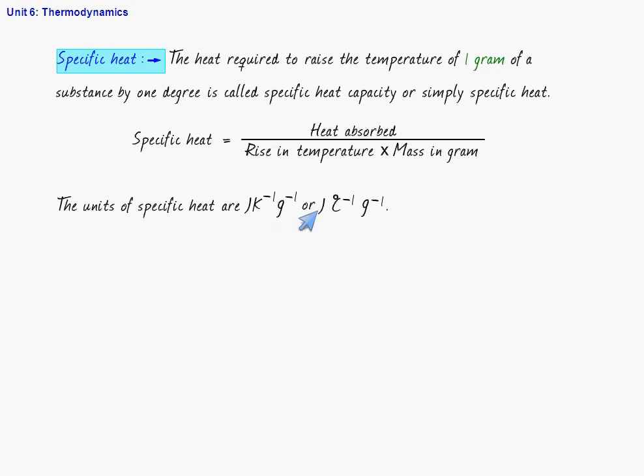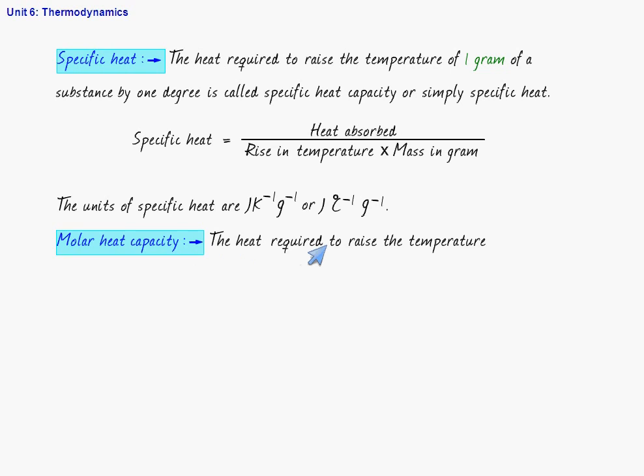Then we have another term. The another term is called molar heat capacity. What is this molar heat capacity? Now, as the name implies, molar heat capacity means heat capacity for 1 mole. So, how will you define it? The heat required to raise the temperature of 1 mole of a substance by 1 degree is called molar heat capacity. This is the definition which you have to learn.